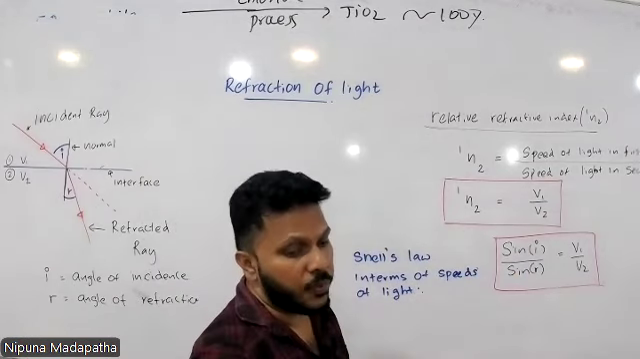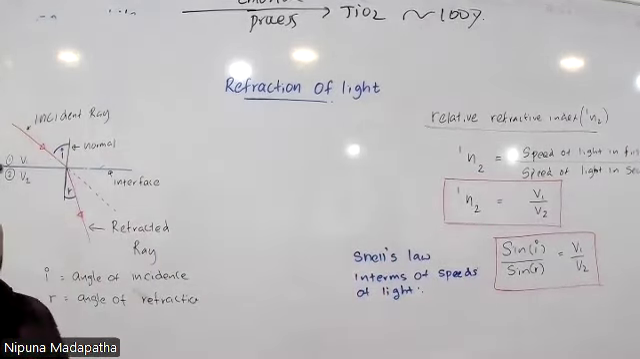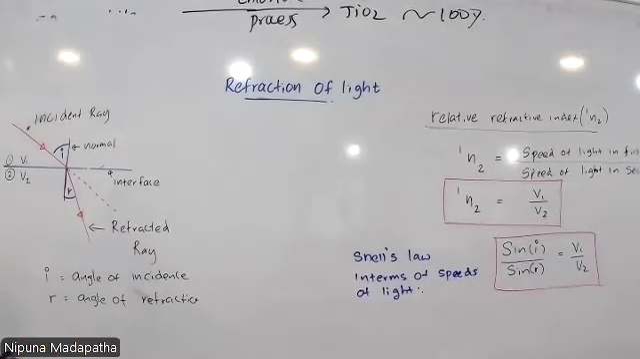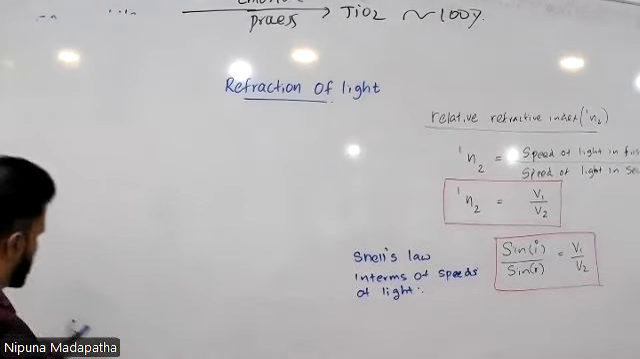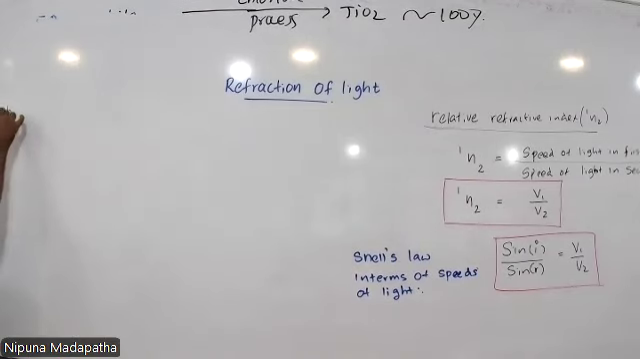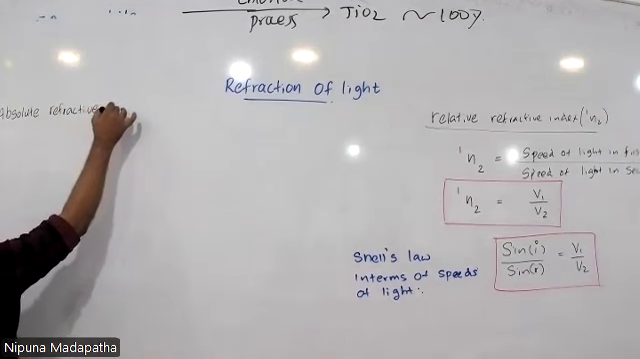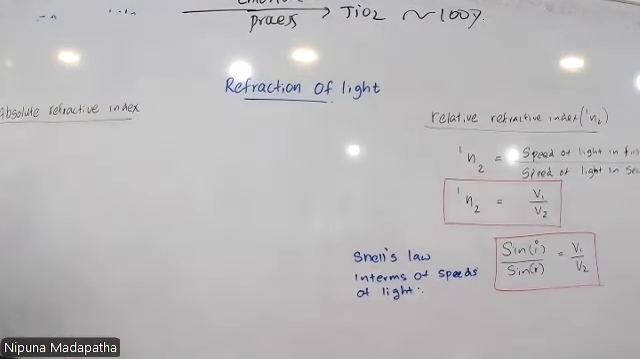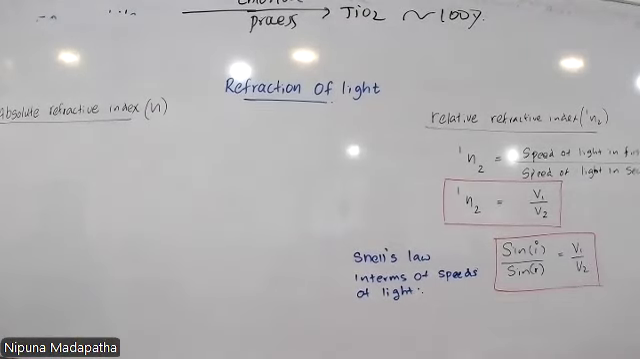So there's another refractive index called absolute refractive index. So what is absolute refractive index? Absolute refractive index means the refractive index of a medium relative to vacuum.